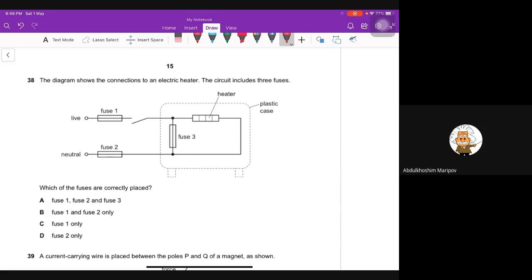Which of the fuses are correctly placed? Don't forget, guys, fuses are always located at the beginning, at the entrance, at the plug, okay? This is the neutral, and this is the live one, at the plug. This is for safety. Once high current comes, the fuse burns, and the current will not pass inside the device, so it won't burn the device. So fuse one only. Not here. One only, guys.